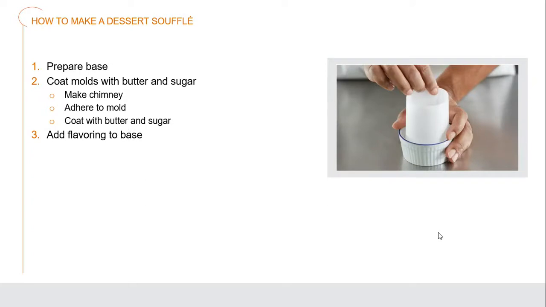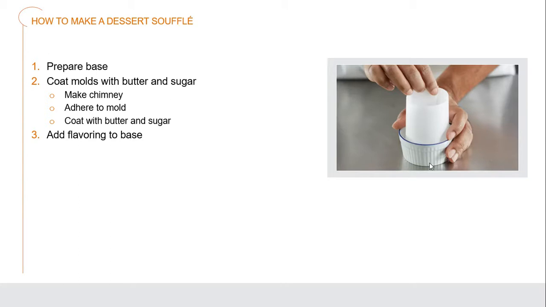How do we make one? So we prepare our base, and you can see right here we have our ramekin. This is a very traditional method to cook our souffle in. We're going to coat our mold with butter and sugar if it's going to be a sweet one. One thing I always like to do as I'm coating it with butter, I use a pastry brush to brush on the butter, and I brush it in an upward motion.